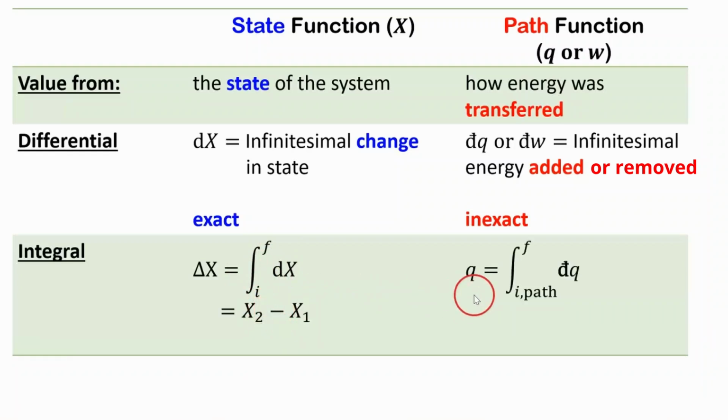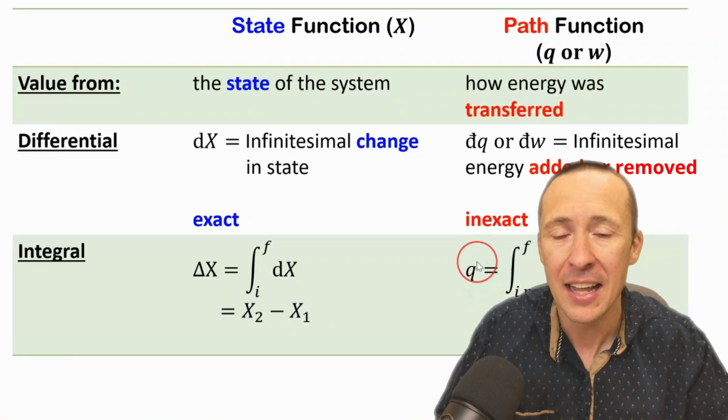But for a path function, the integral depends on the path. We can't write it out. So q is equal to the integral of dq. There's no delta q. All right, hope that was helpful.